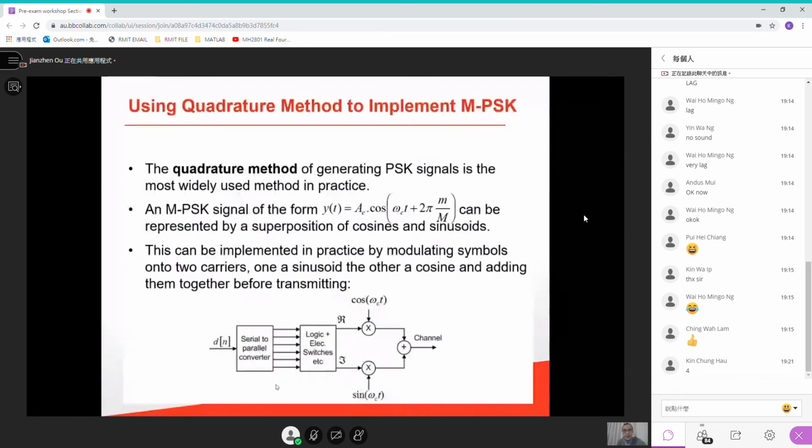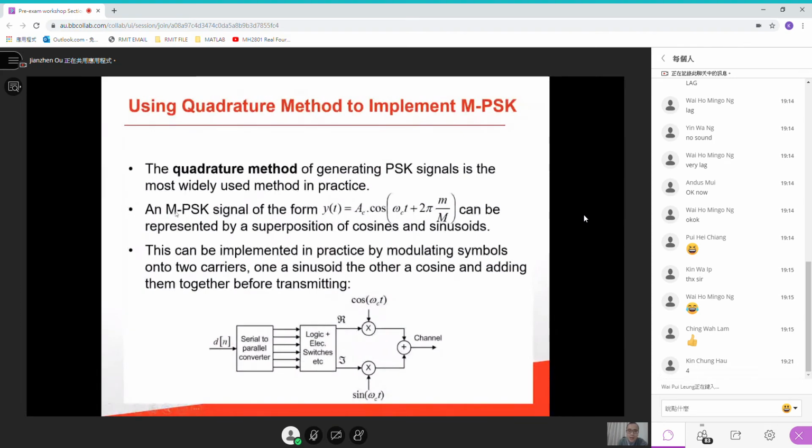Okay, then beside these formulas, there's another very important method that can be used to determine the characteristic of the PSK. We call it the quadrature method. The quadrature method is widely used at the moment because it's very straightforward. Later on, we can use some examples to revise the quadrature method.